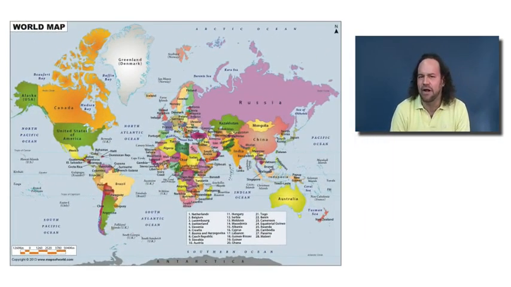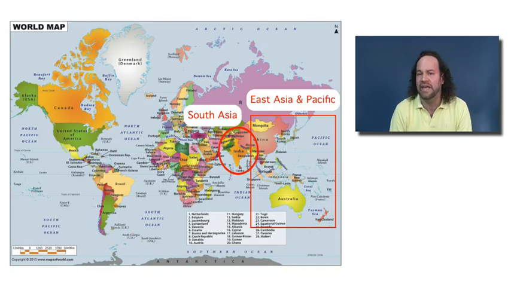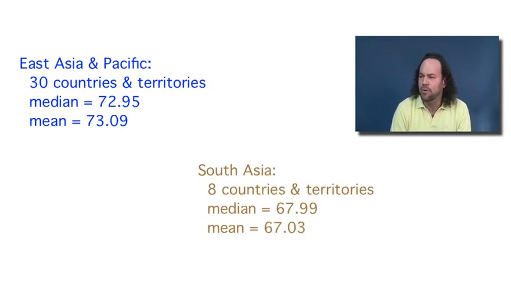Let's consider comparing again East Asia and the Pacific, this time to the South Asian countries. Well, in this case, the South Asian countries have a median and a mean, which are both pretty close to 67 years, which is a little bit less than the 73 years for East Asia and the Pacific. So maybe life expectancies are a little bit lower in South Asia than in East Asia and the Pacific.